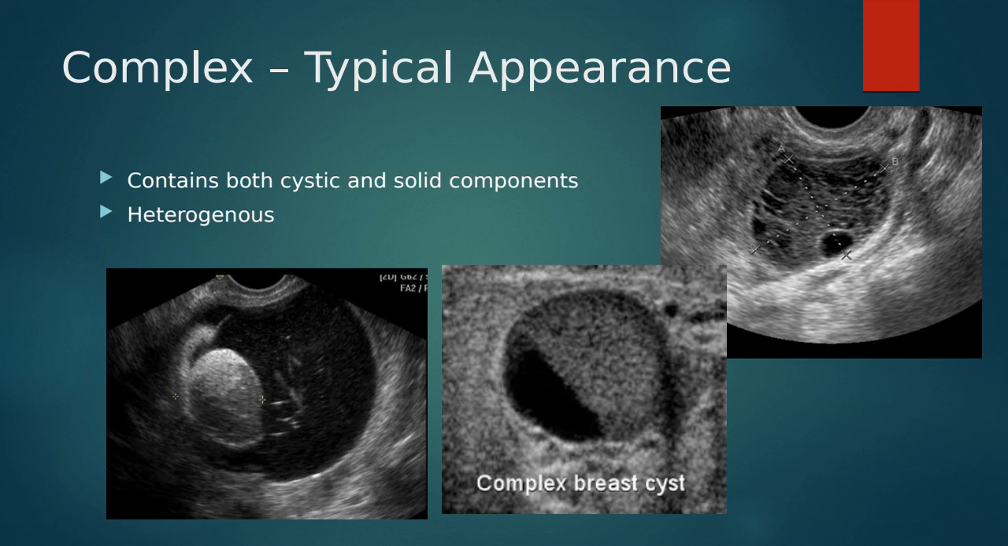In our kidneys, we have our pyramids. The pyramids in our kidneys are fluid-filled cystic structures. But then the cortex of our kidneys is solid tissue. So both solid and cystic component in the same structure. Same thing with our ovaries. We have normal cortex in our ovaries, normal ovarian tissue, but then we have follicles in that ovary as well. Those follicles function as normal cystic areas.